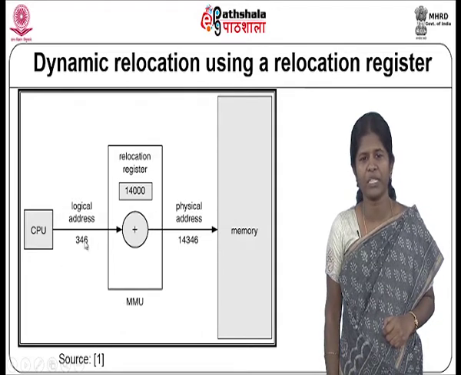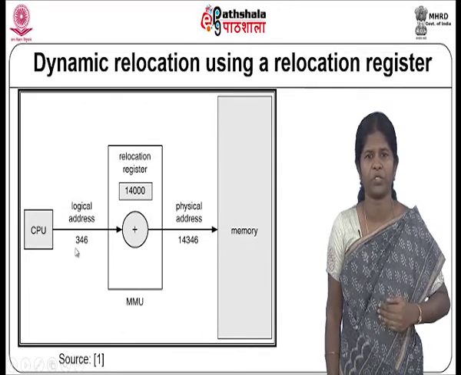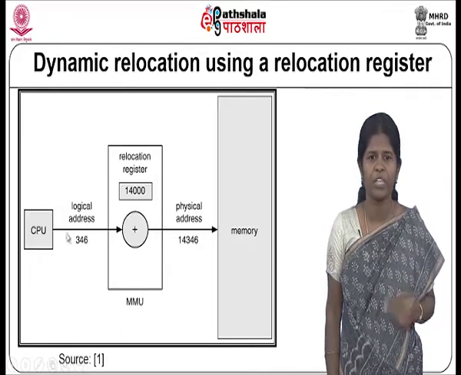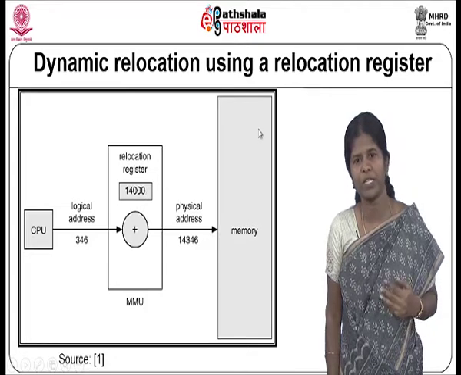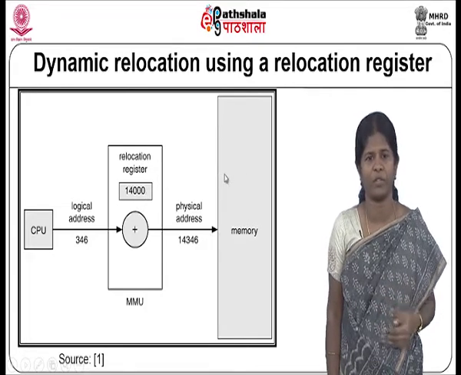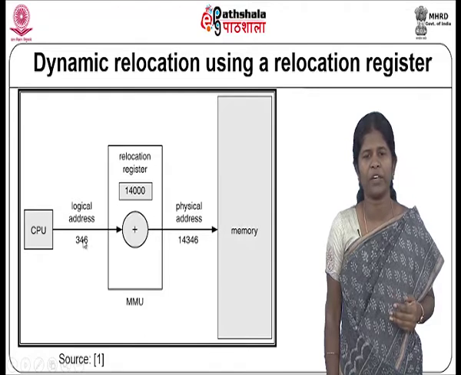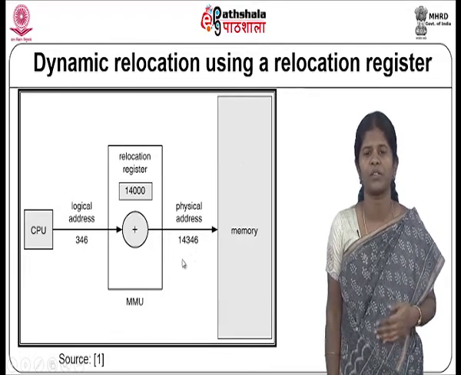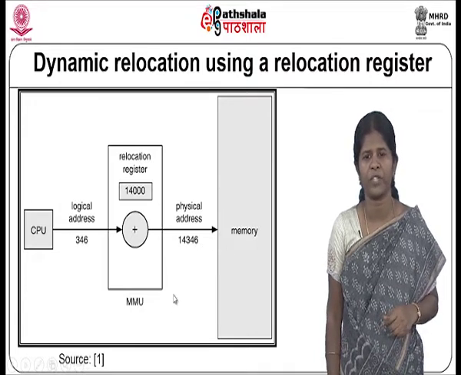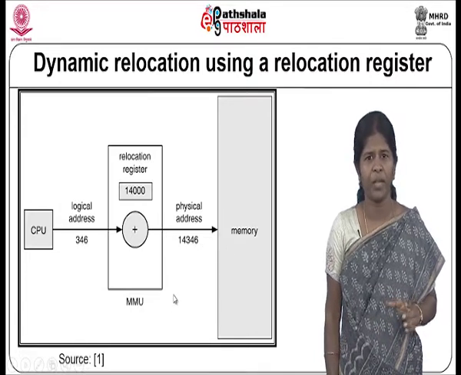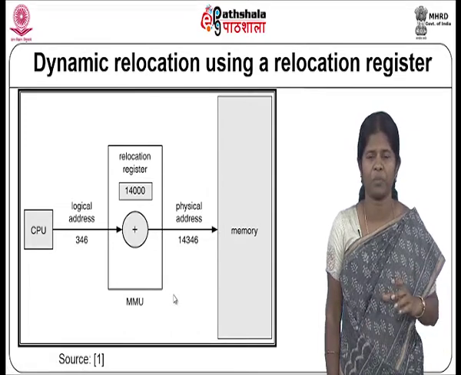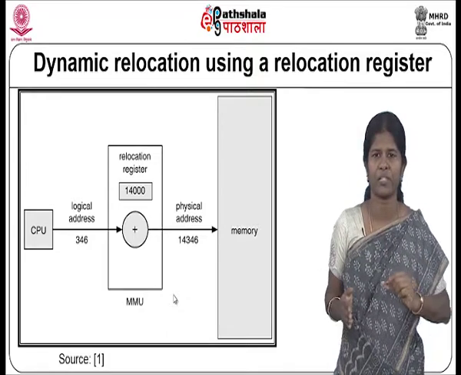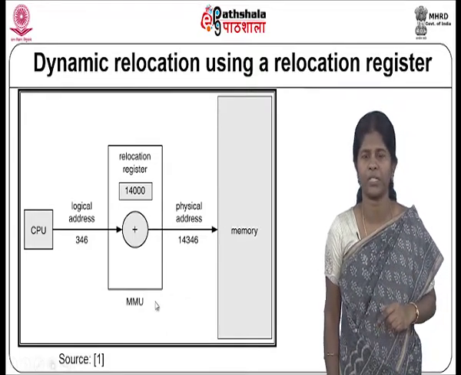So, this 346 is related to that particular process. That is the 346th address in this particular process, and the process is placed in main memory starting from 14,000. So, this 346 in that process should correspond to 14,000 plus 346. So, that should be 14,346. This is a simple mechanism where the process is placed in main memory starting from some particular location, and if you know the starting location, you can get the exact address for any logical address that is generated.